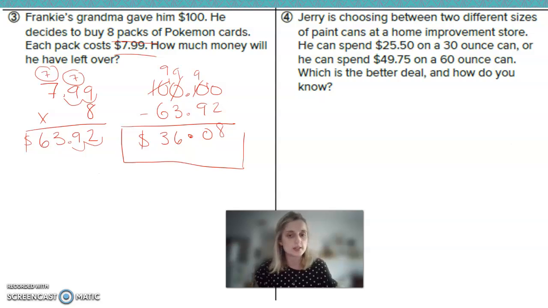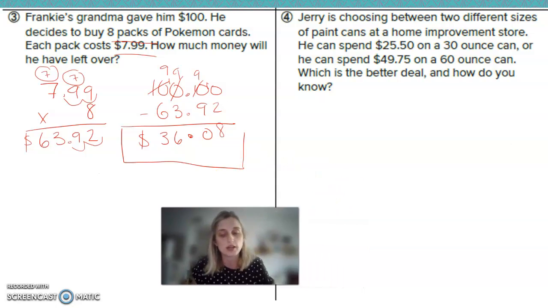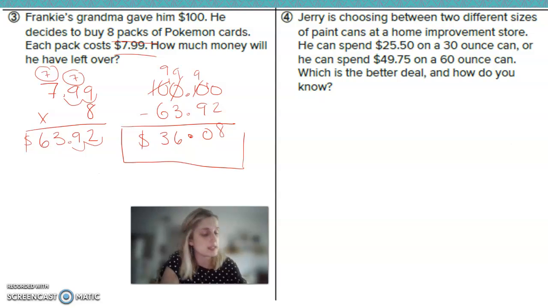So you have a couple ways to solve this one. Basically, when you're trying to figure out the better deal, you just want to compare them at the same amount. One way to do this is to find what's called the unit rate, which we'll talk about later in the next unit. And you can divide.